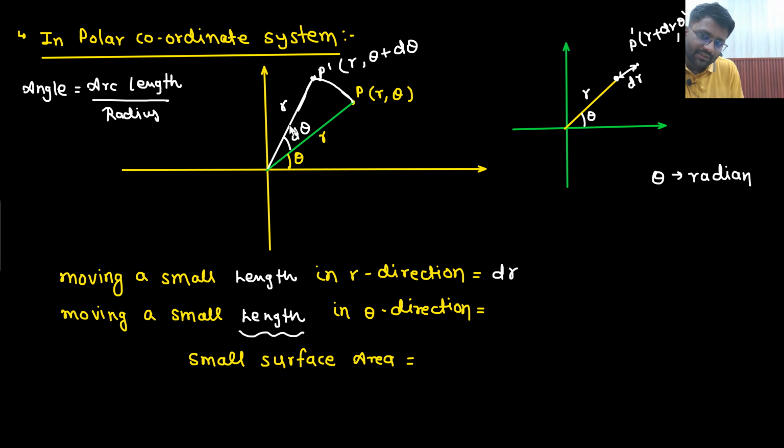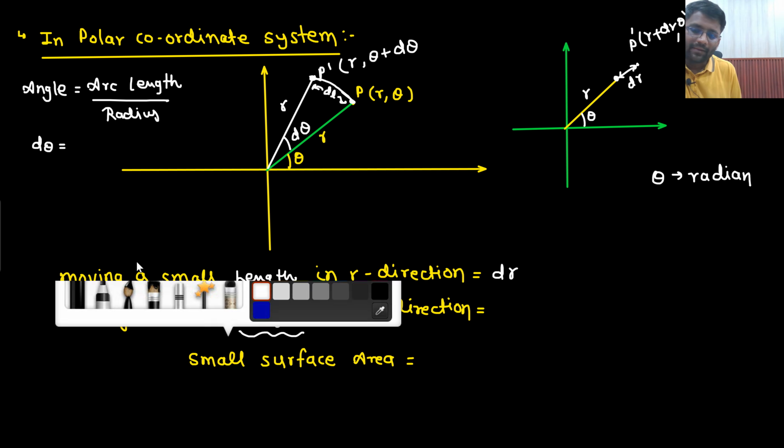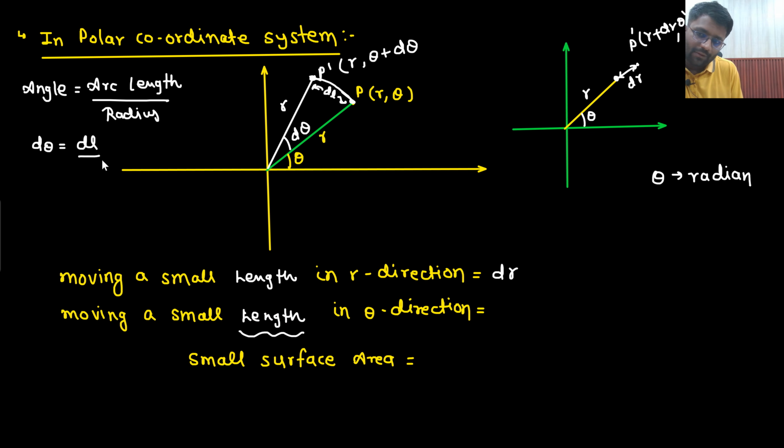So see this structure. What is the angle? The angle is d theta. What is the arc length? We are supposed to find that out. We were at this point and we have reached P dash, so this much we have moved. Let's call this length dl. So we have moved for dl distance, so the arc length is dl. And the radius is r. So what will be dl? dl is r d theta.